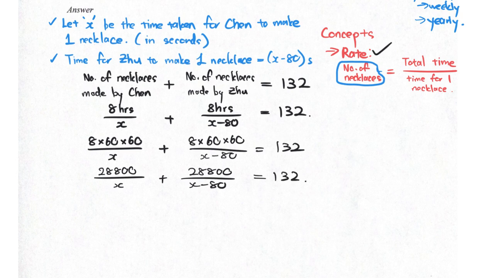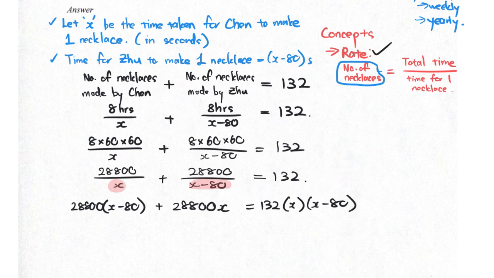Okay, so now let's find a way to simplify the fractions in this question by multiplying by both x and x minus 80 throughout. That would get rid of all the fractions. So by doing that, I'll get 28,800 multiplied by x minus 80 here. This one will be multiplied by only x remaining, whereas the 132 will be multiplied to both x and x minus 80. Now you could have done this in a different manner by combining the fractions and then cross multiplying, but we will end up at the same eventual endpoint.